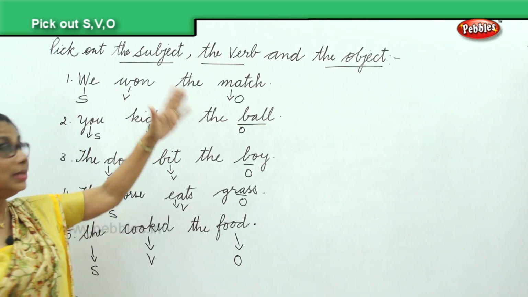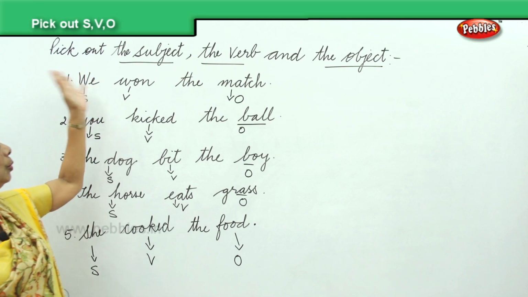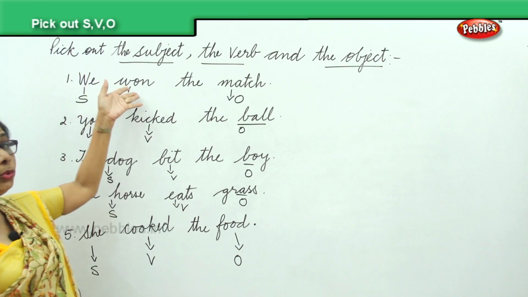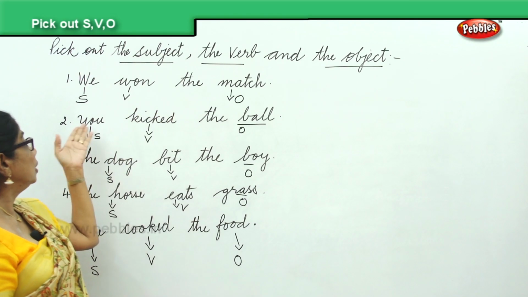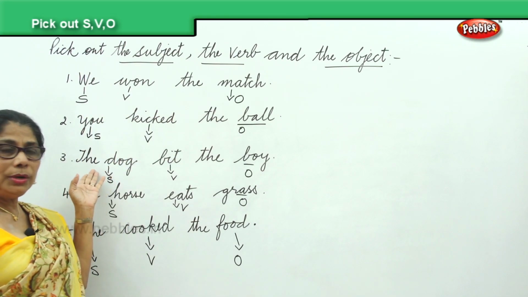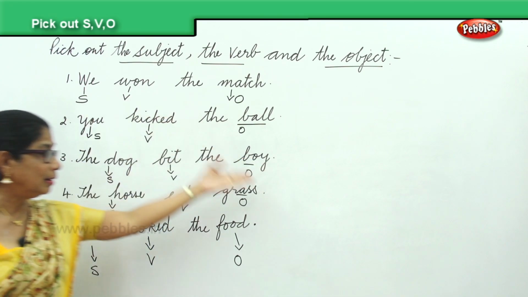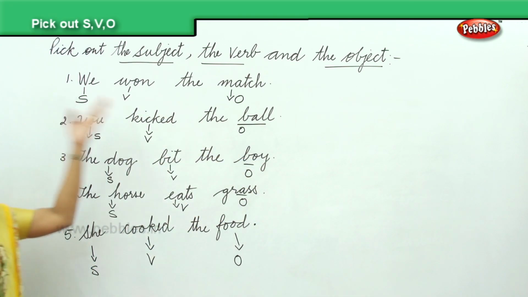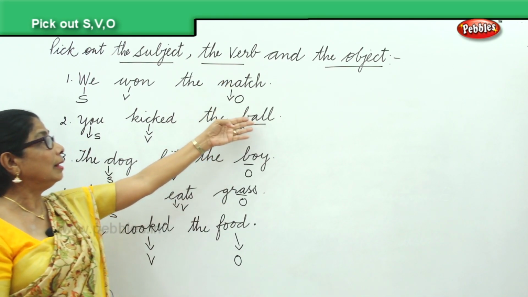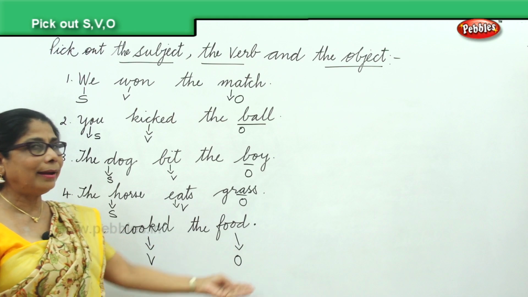Now what is the object? What did we, to get the match, what did they do? They won the match. They had to win there to play. So the match. You, what did you kick? The ball. Dog. Who did the dog bite? The boy. What did the horse eat? The grass. What did she cook? Food. So you have objects, the match, ball, boy, grass and food.